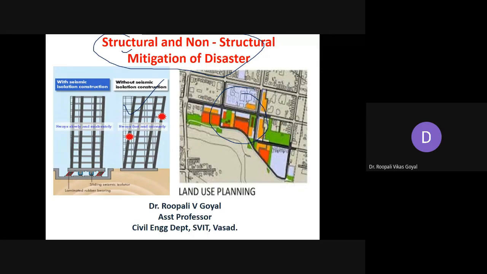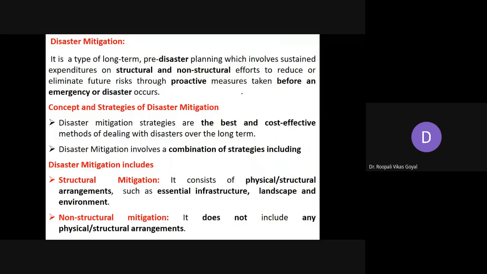Before going to the structural and non-structural mitigation for disaster, we should know what disaster mitigation is. As you know, in the disaster management cycle, disaster mitigation is one of the most important elements, which is essential for capacity building. If you have to define disaster mitigation, it is a type of long term. So this is long term that you have to understand. Throughout the year you have to focus on that.